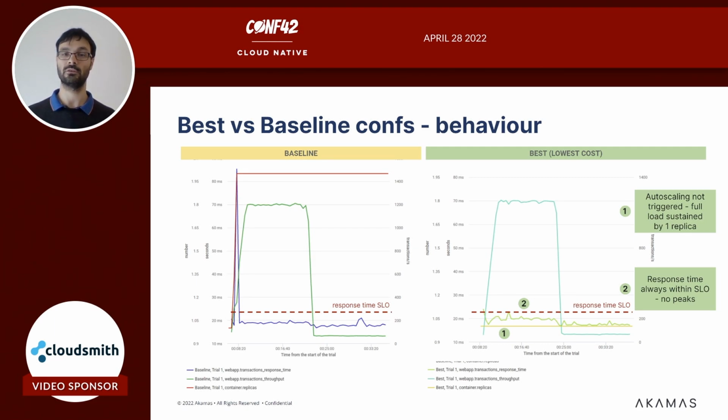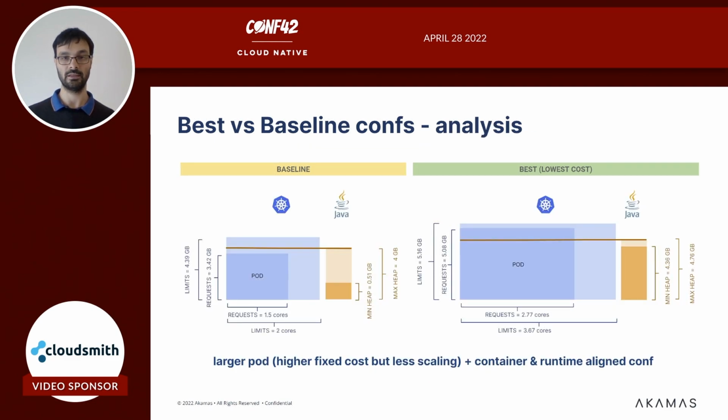So this configuration not only improves on cost, but it's also beneficial in terms of performance and resilience. Autoscaling is not triggered in this configuration, as the full load is sustained by just one pod. This is clearly beneficial in terms of cost. Let's also compare in detail the best configuration with respect to the baseline.